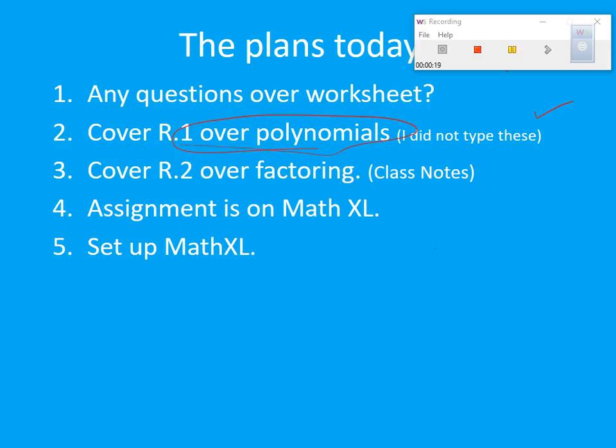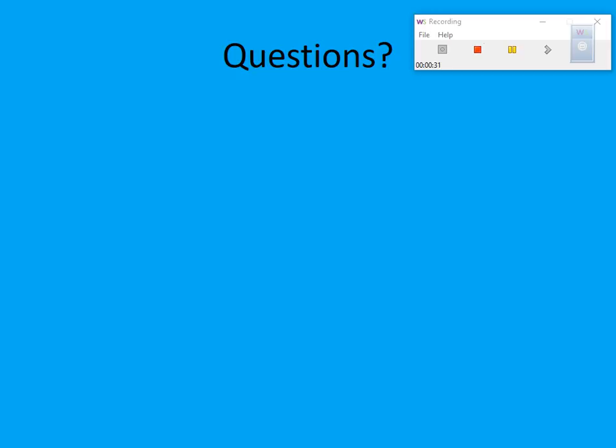I didn't even type up section R-1, because I think it's pretty easy. I got 5 or 6 examples is all. So you will need your class note sheet in front of you. We'll start doing that right when I get to the factoring part.